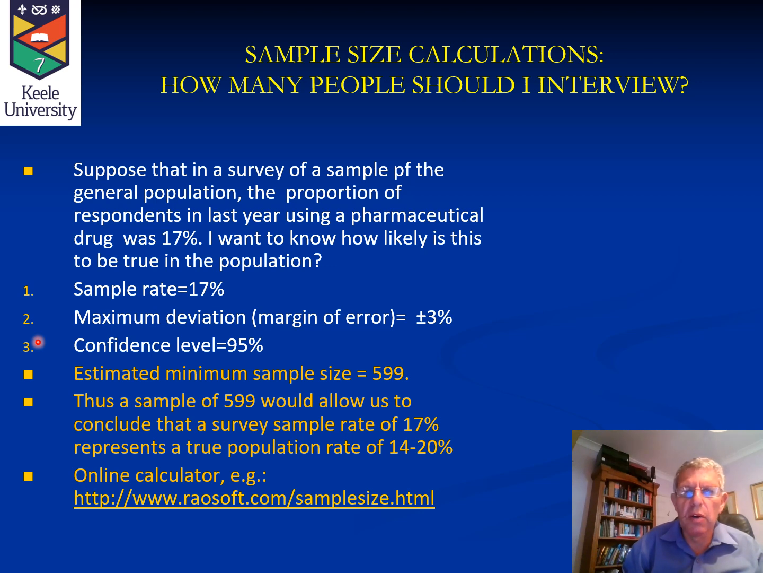Of course, it could lie outside that because it's a 95% confidence interval, as we've already discussed. So I would enter these parameters into an online calculator such as the one shown here, and it would tell me that I would need to interview a minimum sample of 599 people. So if I was to go ahead and interview 599 people, what I would then be able to conclude was that from a sample of 999 people, a survey sample rate of 17% represents a true population rate of somewhere between 14 to 20%.